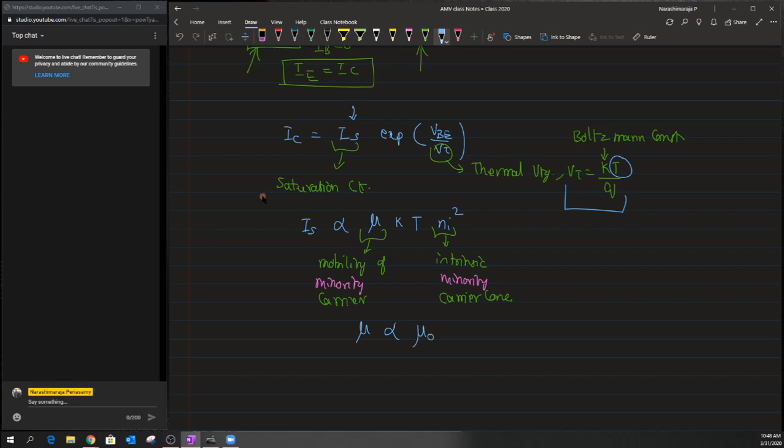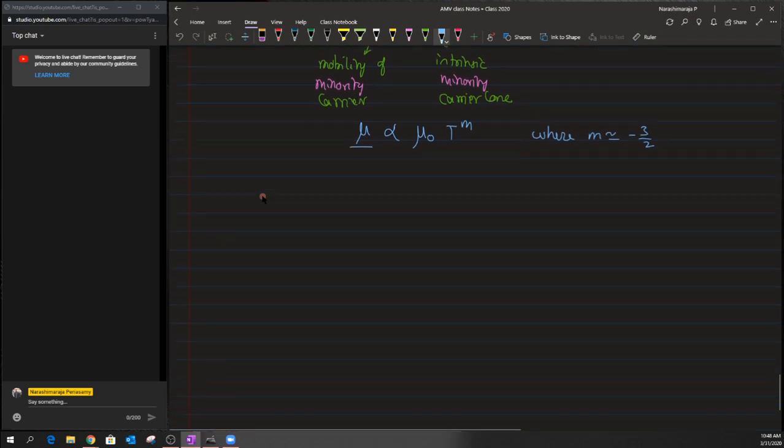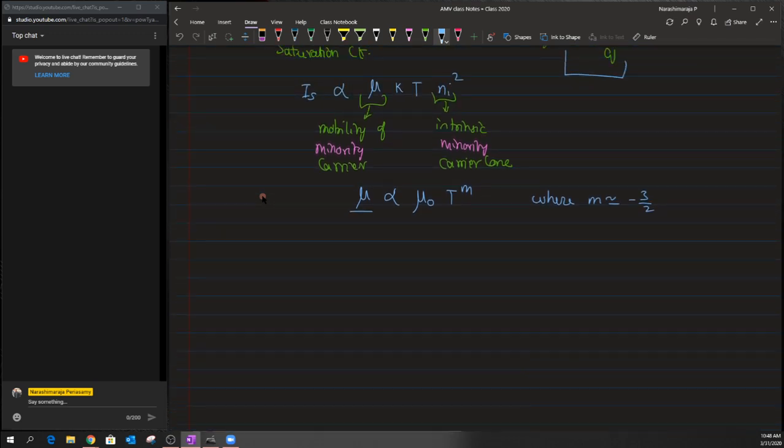this mobility mu is proportional to mu naught, which is independent of temperature, times the term T to the power m. Okay, so here again you can see that the mobility of the carrier, or the minority carrier, is proportional to T to the m, and the factor m can be roughly stated to be equal to minus 3 by 2.